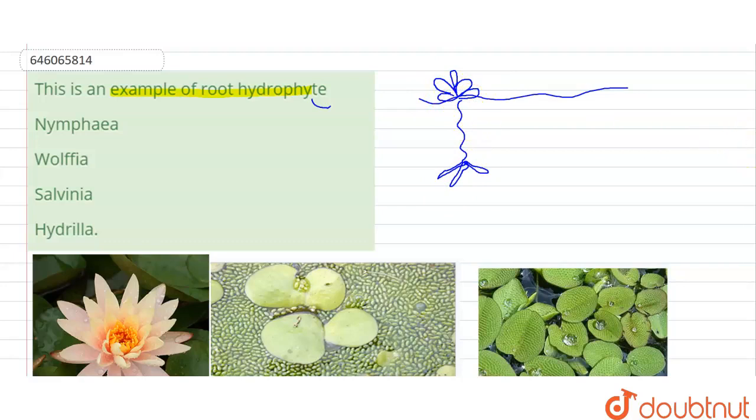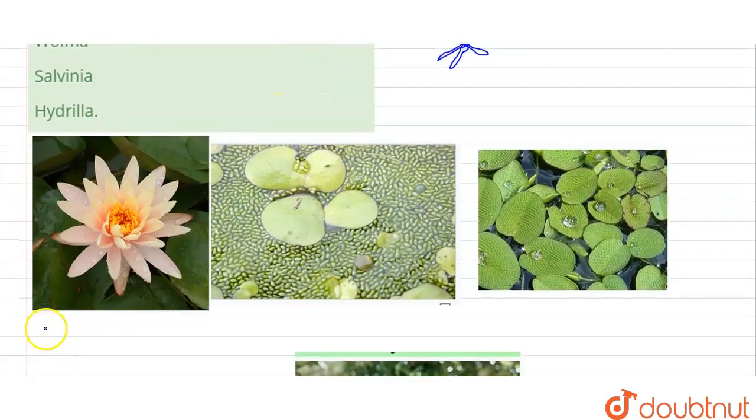So let's see the pictures. The first picture is of the nymphaea. This is the water lily, and water lily is also called the nymphaea. This is the example for the salvinia. This is the salvinia. This is the wolfia.